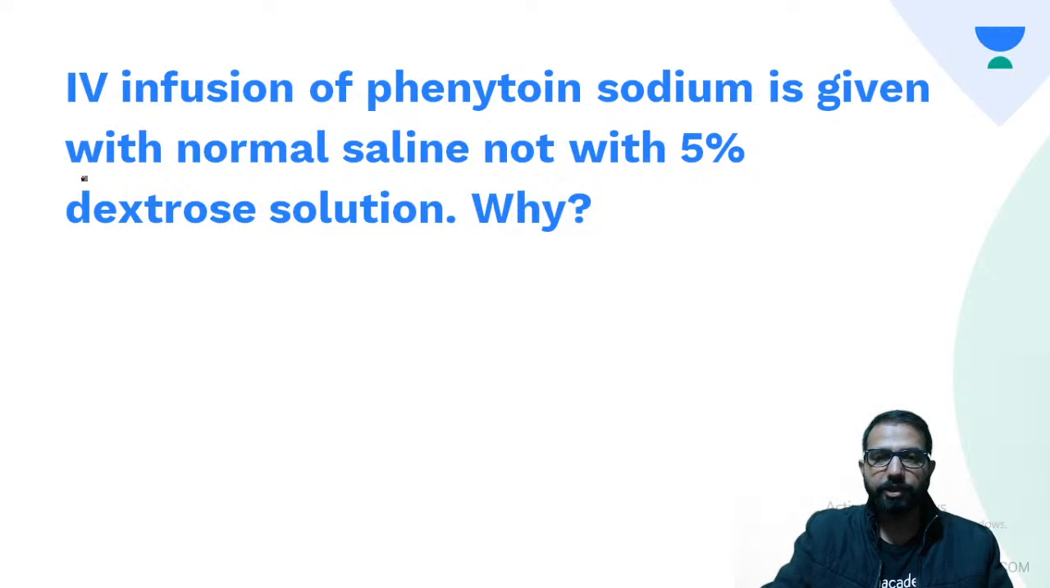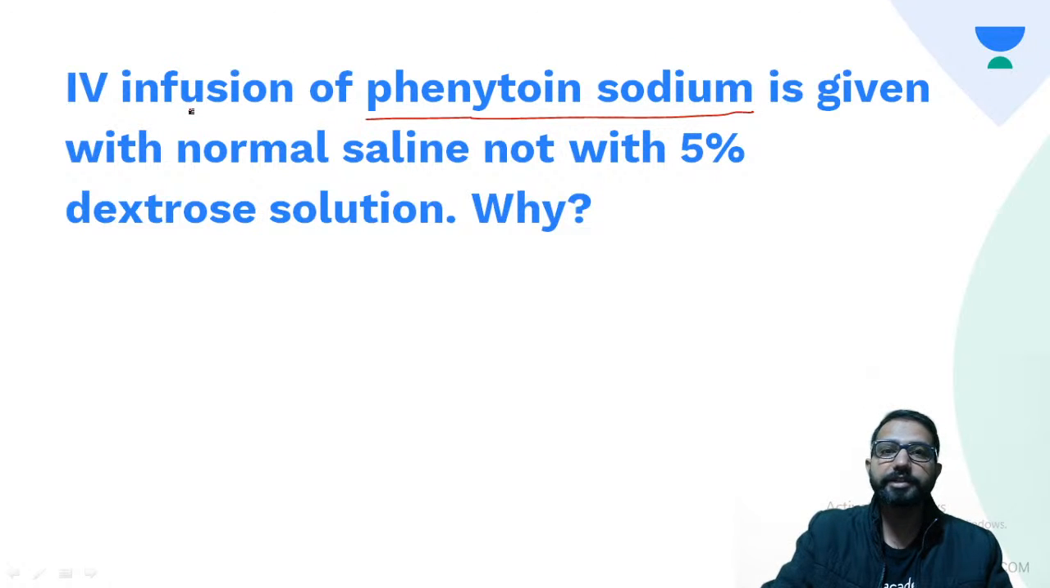So guys, let's start with the first concept: why is the IV infusion of phenytoin sodium given with normal saline, not with 5% dextrose solution? Phenytoin sodium, which is the anti-epileptic drug, is given via IV infusion. It can be used intramuscularly also, but for status epilepticus we don't use intramuscular, because to achieve the peak level via intramuscular it may take around 24 hours. So for status epilepticus we use IV infusion. In IV infusion we have to mix it with normal saline, but not with 5% dextrose.